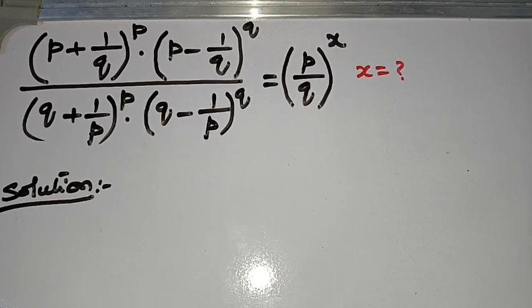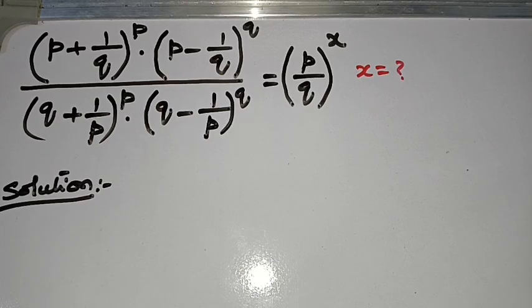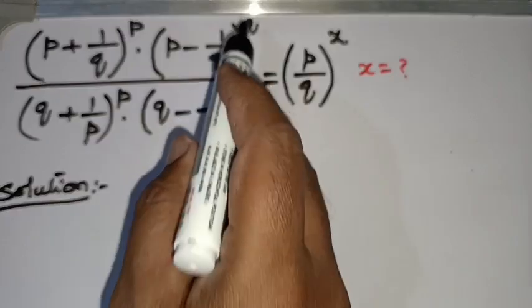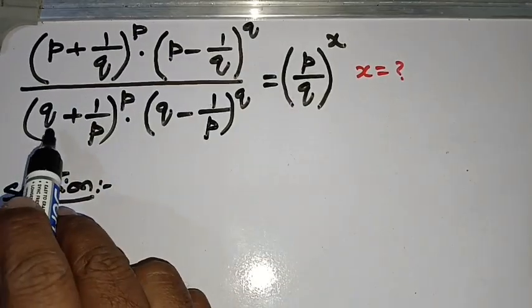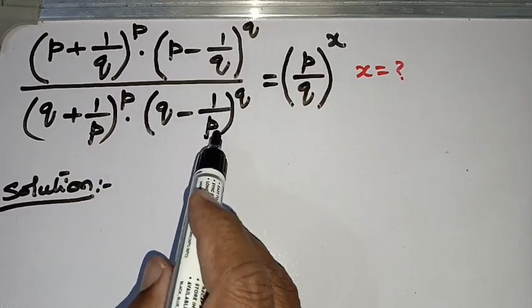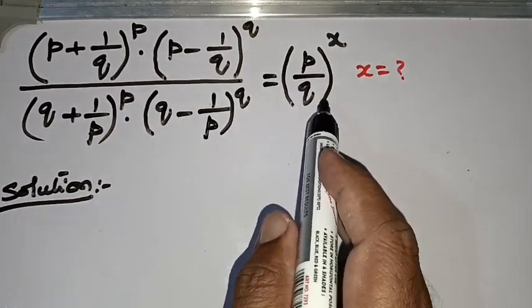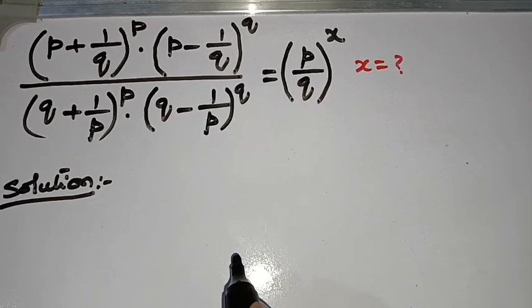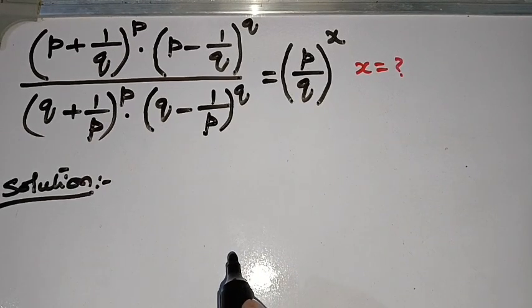Today we are going to solve a very interesting exponential equation. Here it is given (p + 1/q)^(p) times (p - 1/q)^(q) divided by (q + 1/p)^(p) times (q - 1/p)^(q) is equal to (p/q)^x. Then we have to find the value of x in terms of p and q.